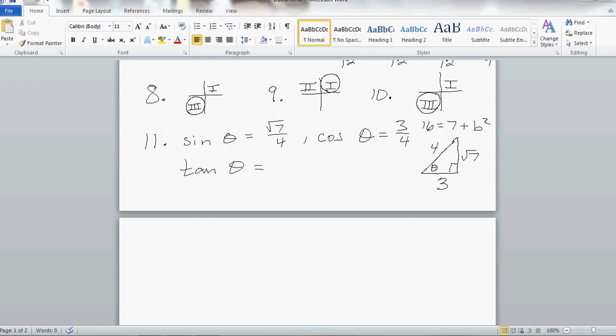Now finally, to answer the question, we already know that the tangent of theta is positive, and the tangent is the opposite side over the adjacent, so that would be the square root of 7 over the adjacent leg, which is 3. Square root of 7 over 3 is the final answer.